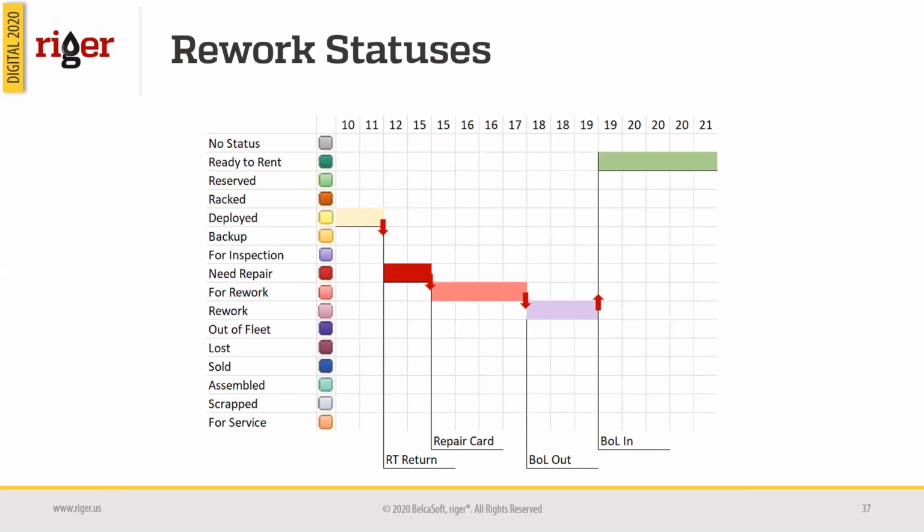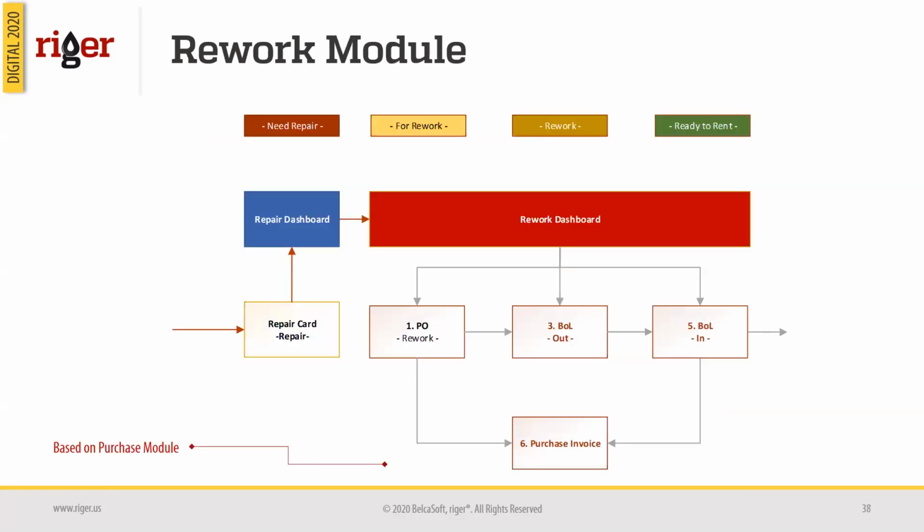And when we return it, here we see only one option, ready to rent, but some of the clients use inspection. So it could go for inspection, and after the inspection, it could be ready to rent, or maybe require some sort of repair, whatever. So the entire rework module works based on the purchase module, with a new type of purchase order. So we have two types of purchase orders right now, purchase order purchases and purchase order rework.